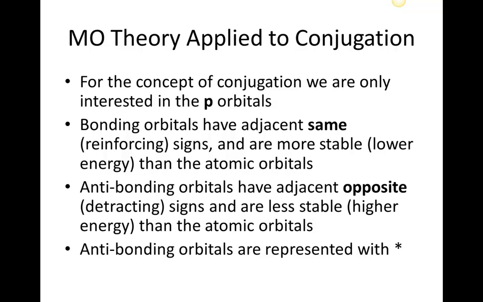And how that works with conjugation, we realize that in molecular orbital theory we're talking about all of the orbitals, but let's just continue to look at only the p orbitals and what happens to those. I've already mentioned that if you have bonding orbitals that have the same sign, when they're next to each other, you're going to get more stable or lower energy orbitals, and antibonding orbitals will have adjacent opposite signs, and they would be less stable, and we will represent the antibonding orbitals with an asterisk.